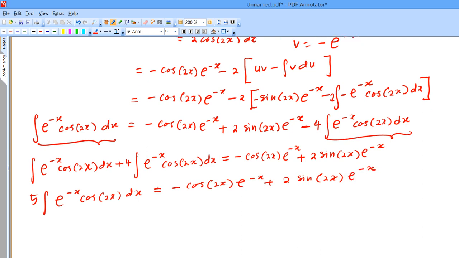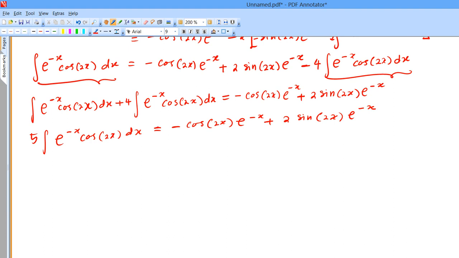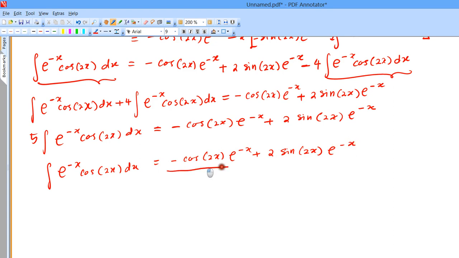So based on the original question, we want to find integrate e to the power of negative x cos 2x dx. So it equals the right hand side, negative cos 2x e to the power of negative x plus 2 sin 2x e to the power of negative x, divided by 5, plus c. So this is the final answer.